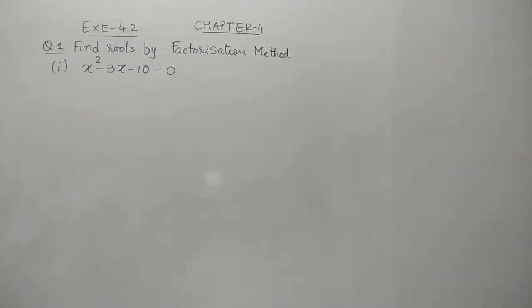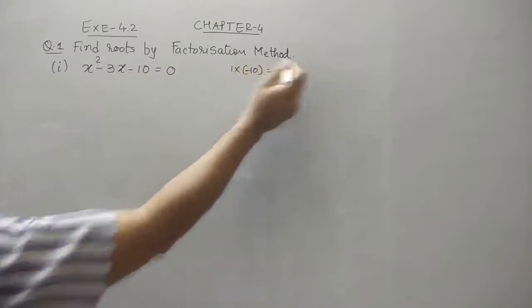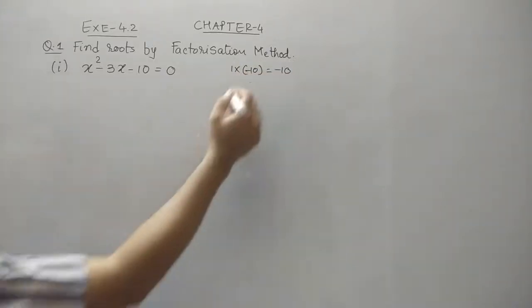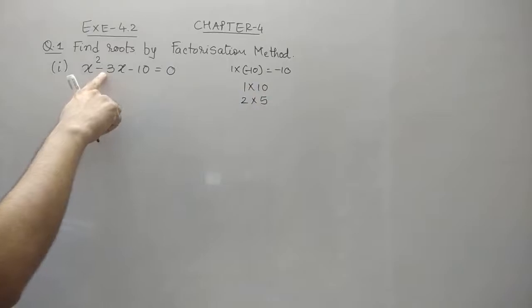Let's start with the first question of exercise 4.2. We have to find the roots of this quadratic equation by the method of factorization. As we just discussed previously, there are three things we should remember: we have to find the factors of which number, what number we have to obtain, and how we obtain that. So let's do that. As it is 1 into minus 10, it comes minus 10. So we have to find the factors of 10. Let us write all the possible factors of 10. They are 1 and 10, and 2 and 5. We have to obtain minus 3.